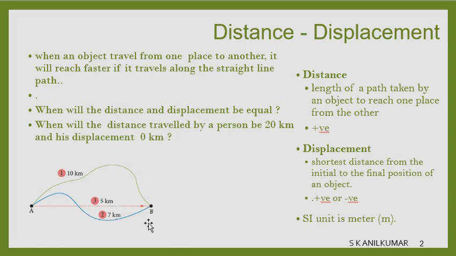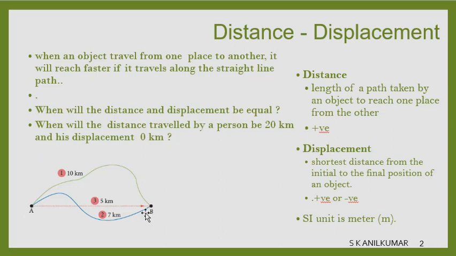When will the distance traveled by a person be 20 km and displacement 0? For example, from A, he travels this much distance, then takes a right turn, then again a right turn, then again a right turn. Then what will happen? 4 times he is traveling an equal distance and 3 times he is taking a right turn. So what does it mean? 5, 5, 5, 5. What is it?